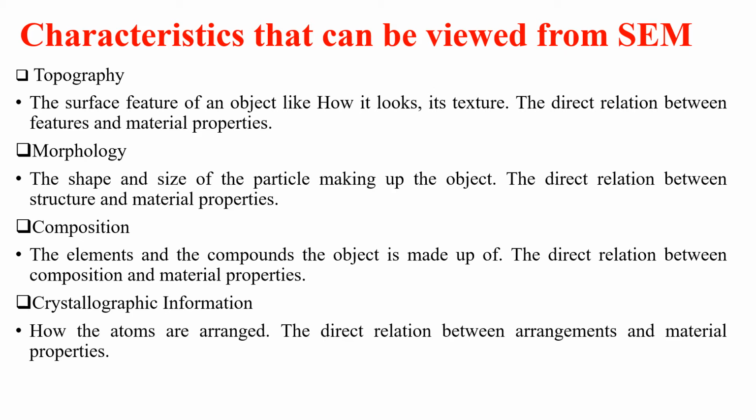And crystallographic information means how the atoms are arranged on the sample surface, so we can get the direct relation between the arrangement and the material properties. So these are the four characteristics that can be viewed from SEM.